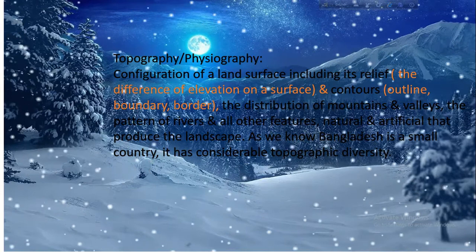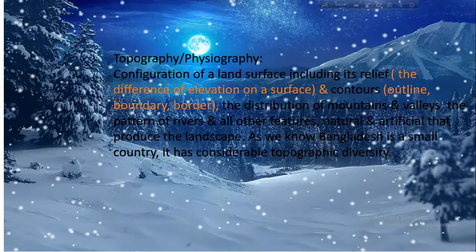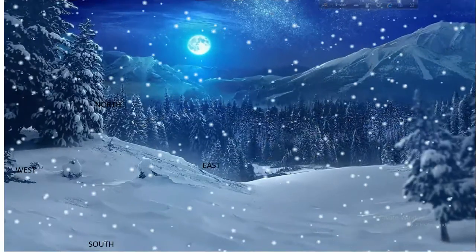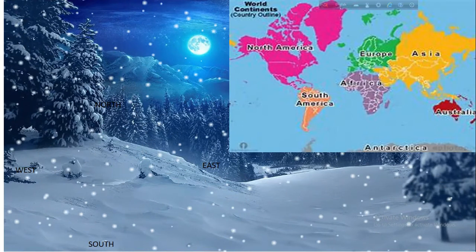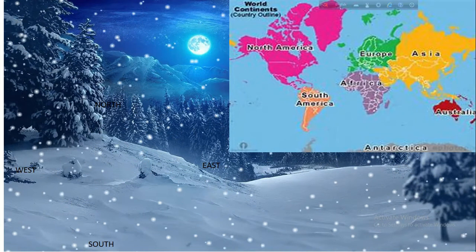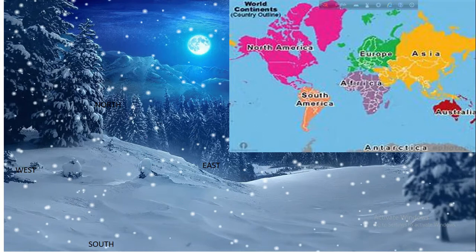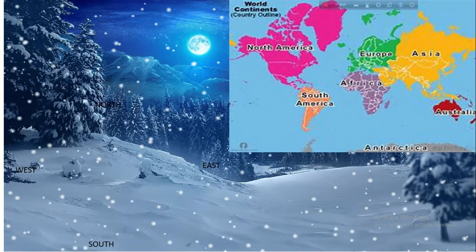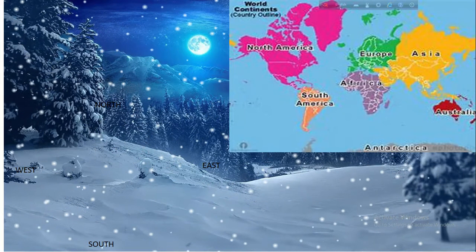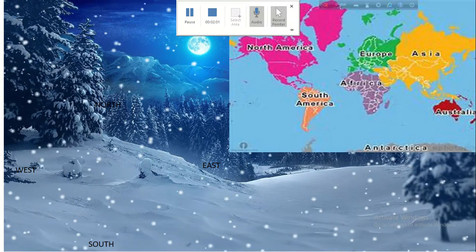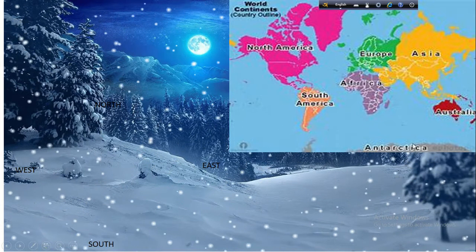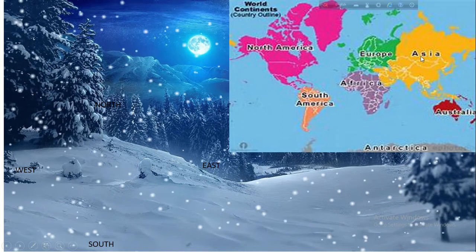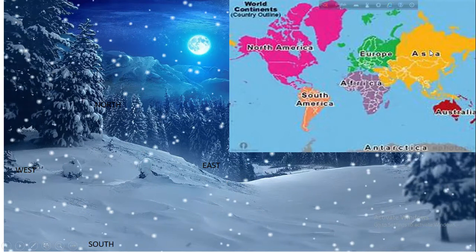So, today I am going to discuss the physiography of Asia. Follow the map, the world map. It is the world continents map. Here country outlines are given, and this map is very familiar to you. Here are given the 7 continents' names. Look at this map: Asia, Europe, Africa, North America, South America, Australia and Antarctica. So, we are going to emphasize the map of Asia.